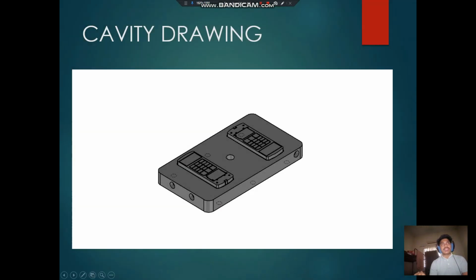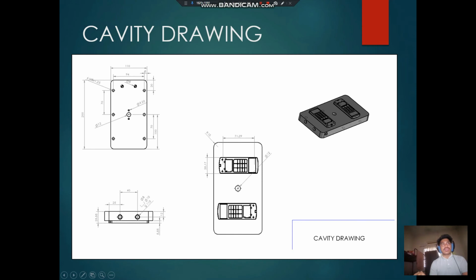This is a cavity drawing. The dimension of the cavity drawing is length 200 mm, same as the core, and the width is 110 mm, and the thickness is 20. At the side there are also holes for the cooling system, and at the center of the cavity there is a diameter 12 hole to put the sprue bushing.